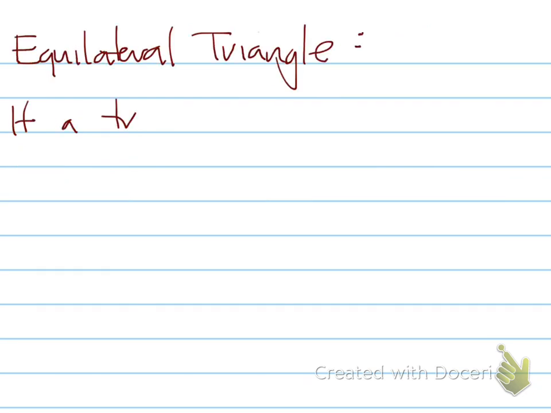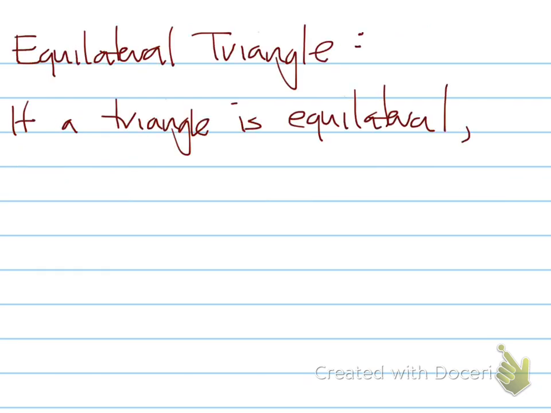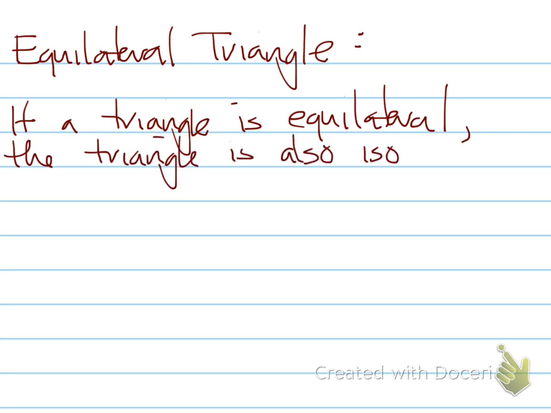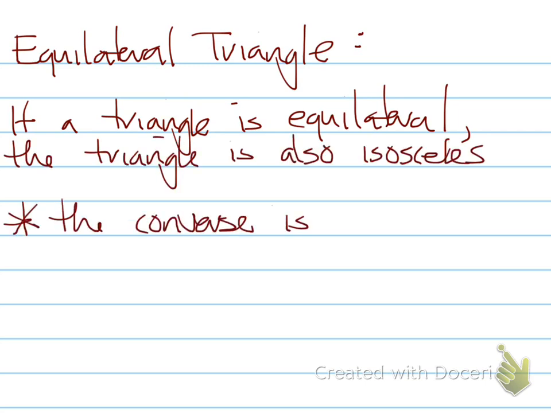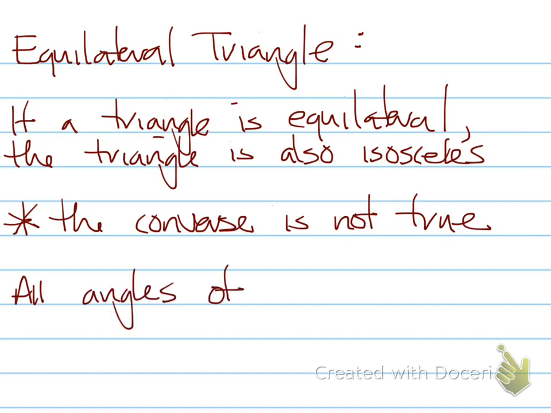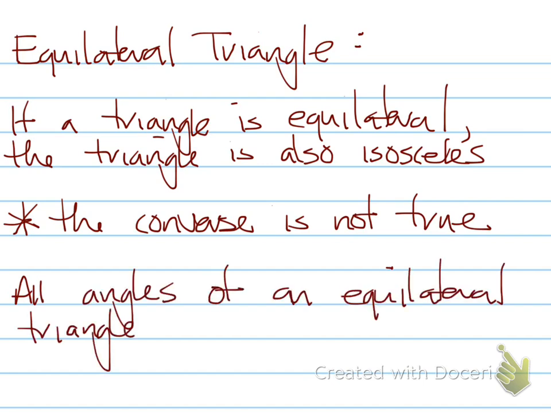An equilateral triangle is a triangle where all three sides are congruent. So, since an isosceles triangle has at least two congruent sides, that would mean that all equilateral triangles are isosceles triangles. The converse of that is not always true, though. Just because all equilateral triangles are isosceles, that doesn't mean that all isosceles triangles are equilateral.